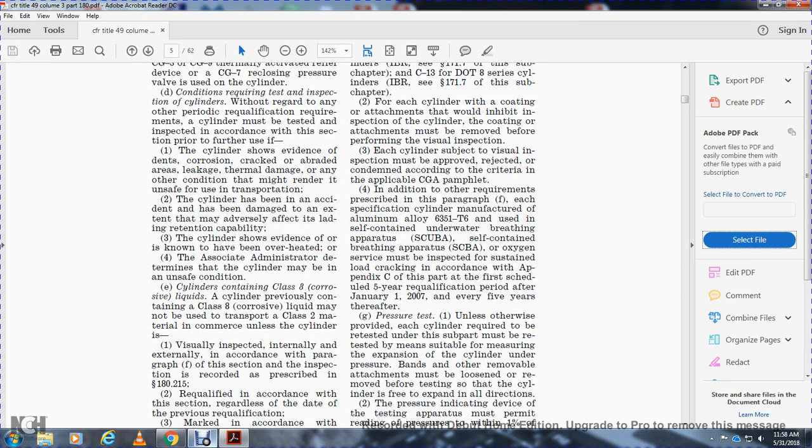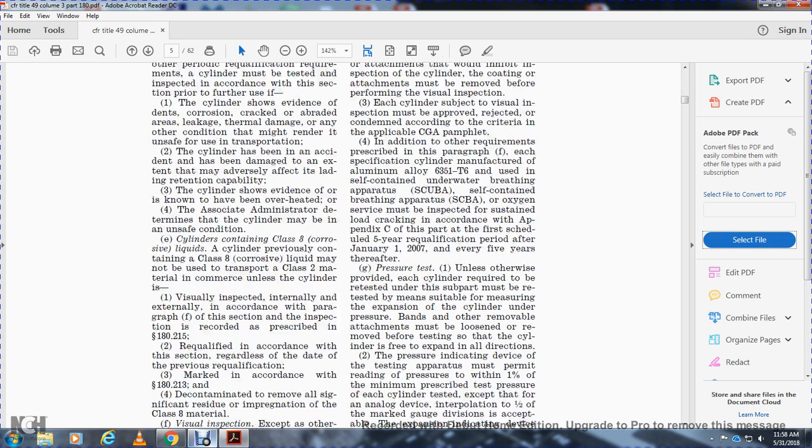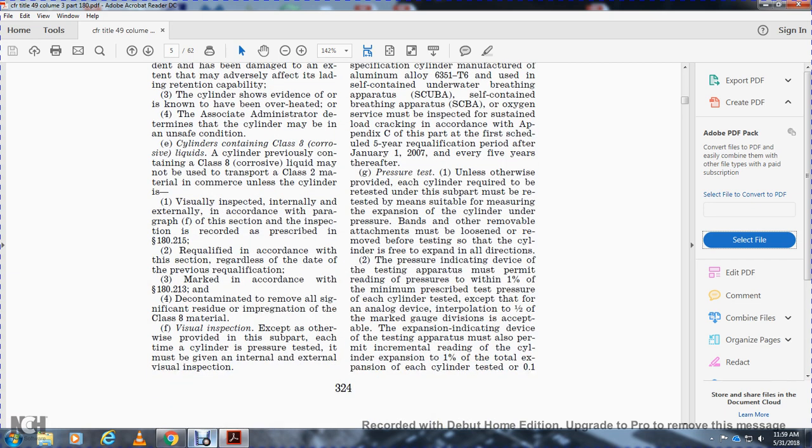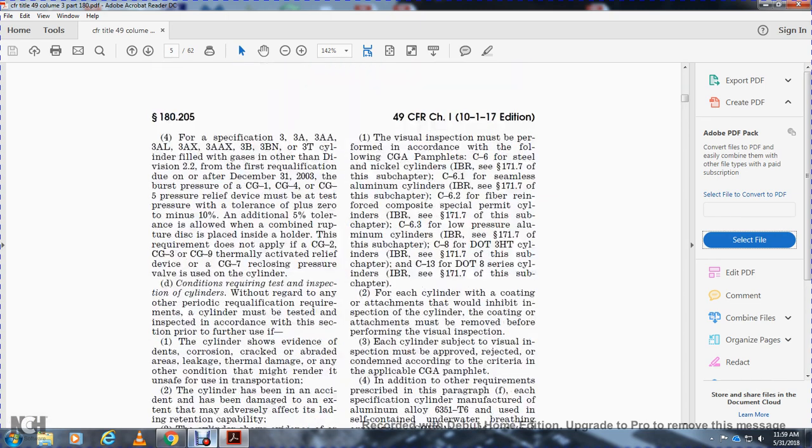Cylinders containing Class 8 corrosive liquids. A cylinder previously containing a Class 8 corrosive liquid may not be used in transportation of a Class 2 material in commerce unless the cylinder is visually inspected internally and externally in accordance with paragraph F of this section. Inspection is required as described in 182.15, regardless of the state of the previous requalification marking in accordance with 182.13, including decontamination and removal of significant residual impregnation of the Class 8 material. Visual inspection: each time the cylinder is pressure tested, it must be given an internal and external visual inspection.